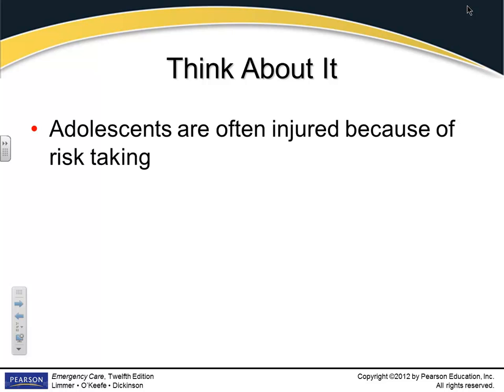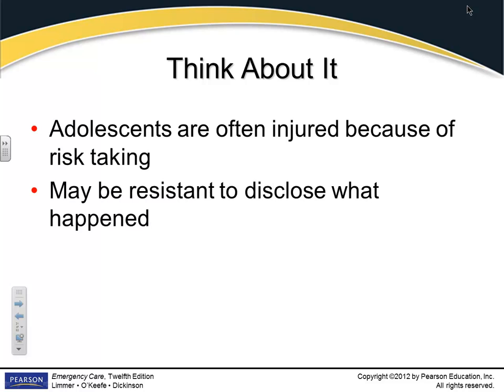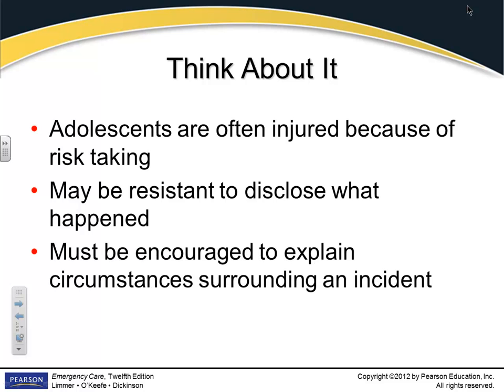Think about it. Adolescents are often injured because of risk-taking. They may be resistant to disclose what happened, in a lot of different regards, right? They must be encouraged to explain the circumstances surrounding an incident. And this can be tough for you out in the field. This can be tough if they're with a person of authority, and you run into a lot of legal issues there at this point.